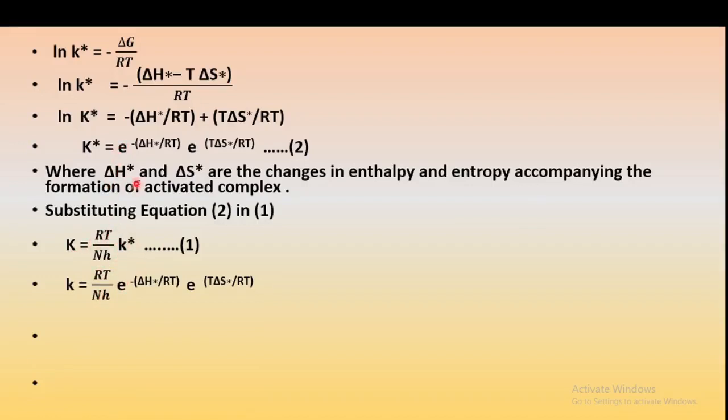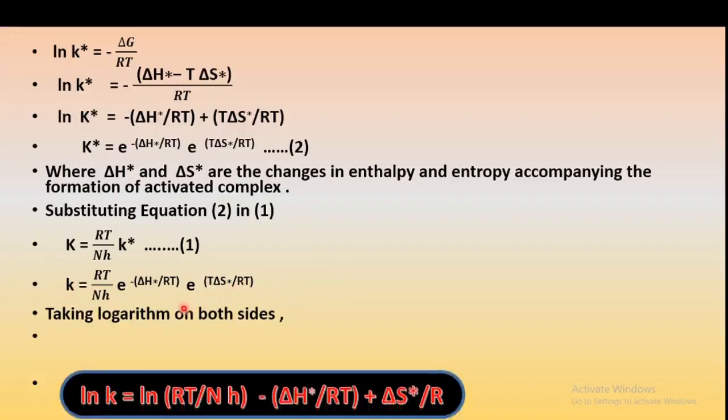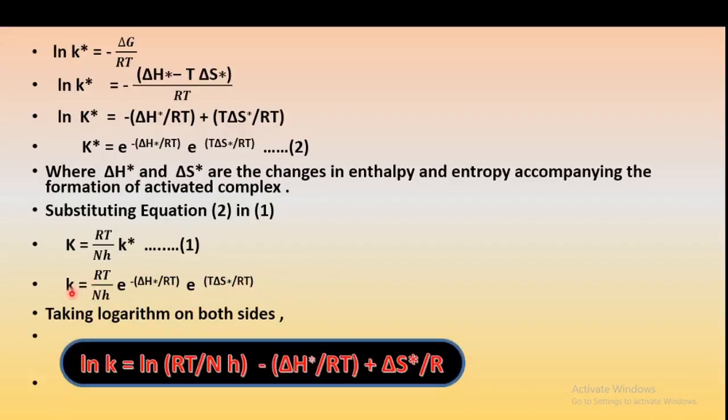What is the value of K star? K star is e raised to minus delta H star upon RT into e raised to delta S star upon R. So taking logarithm on both sides, if we take log of this equation, what do we get? Ln of K, this K gets converted into Ln.